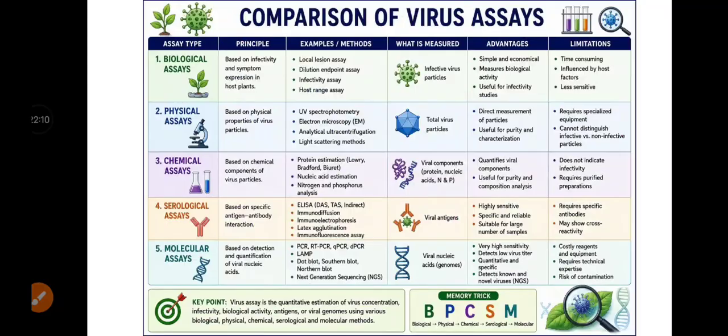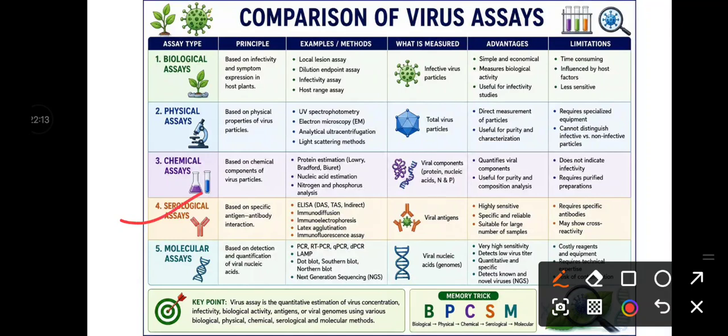So serological is nothing but, in the serological method, serology means it is based on immunoprecipitation methods, so immunological methods. Here the principle is based on antibody and antigen interaction. These two, antigen and antibody, are proteins, and they will interact and form a precipitation. If it is forming a precipitation, it means they are interacting. If it is not forming any precipitation, it means it is not interacting.